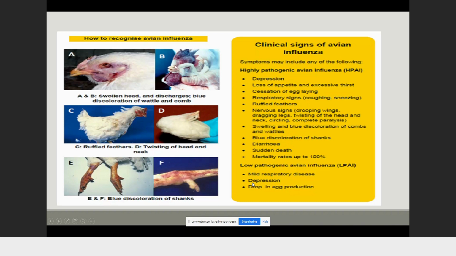Okay, you see here the swollen head, discharge from the eyes, from the nose, blue discoloration of waters and foam. Sometimes it looks hemorrhagic, with full feathers, twisting of the head and neck. The twisting of the head or neck of the chicken sometimes goes as tetanus, or in the case of NDV, you see, I cannot recall if there's a name for this twisting of the head. And this is an example of the blue discolorations of the shanks.